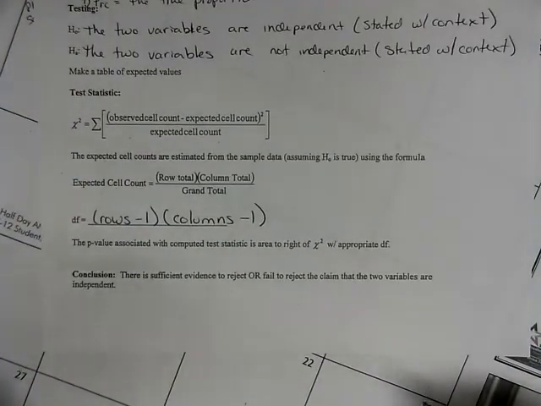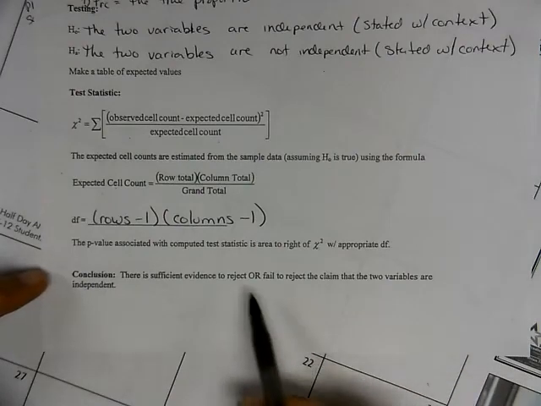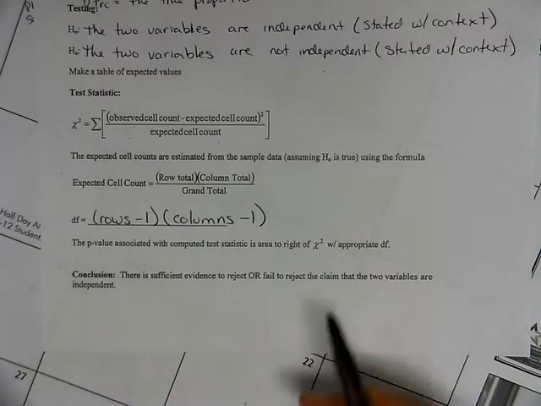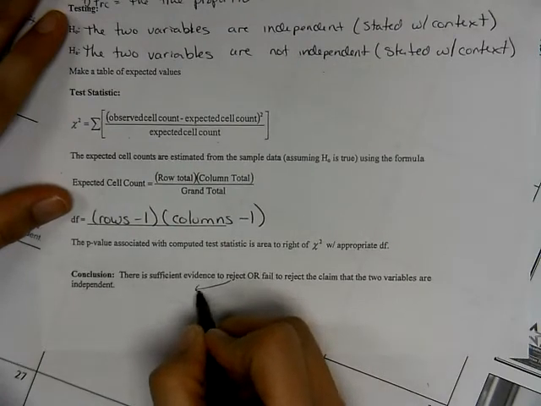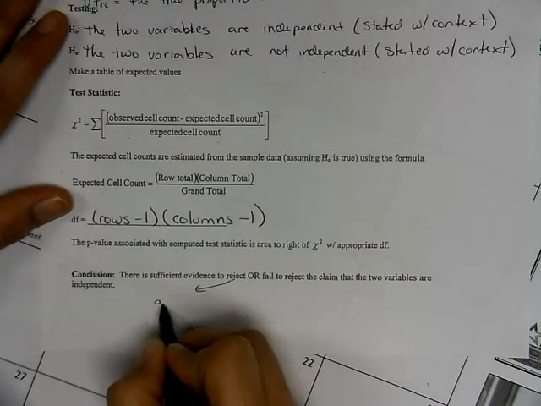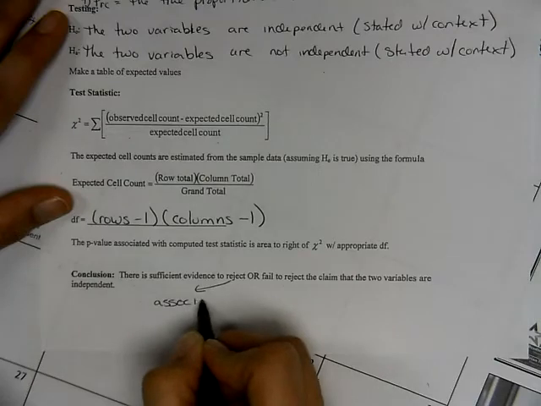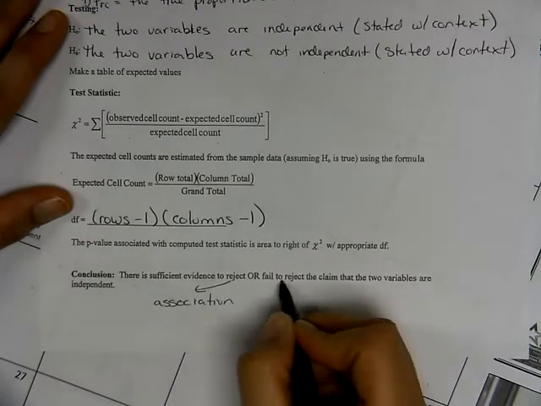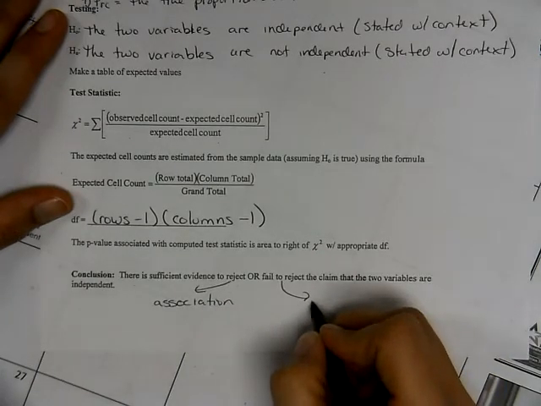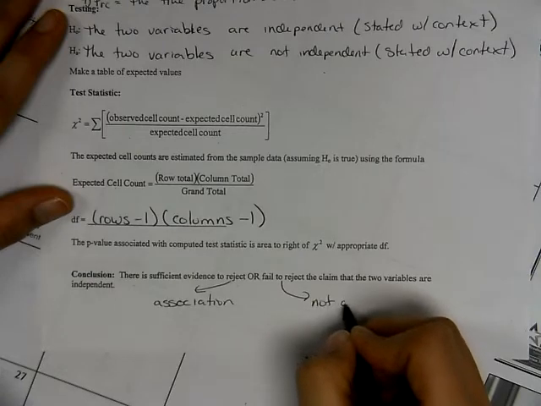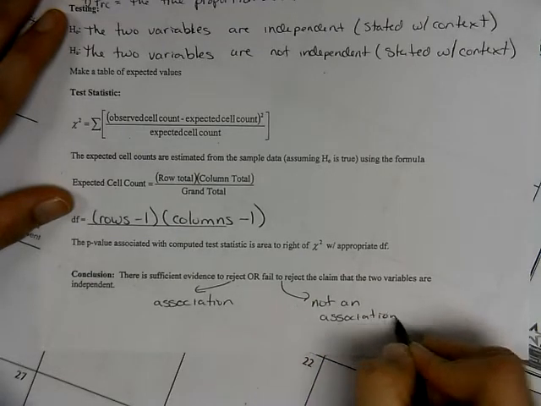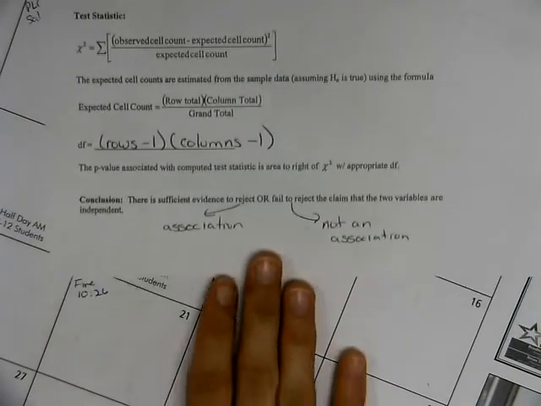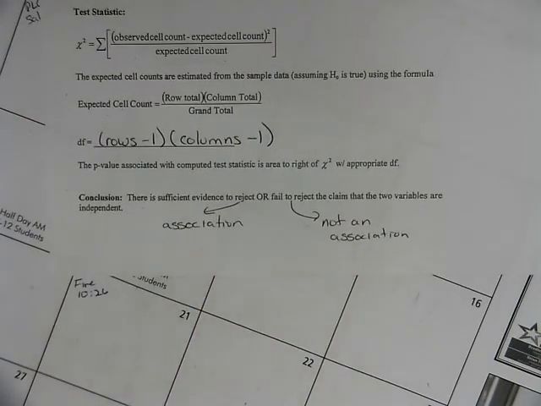So the only thing that's weird is the conclusion. We either reject or fail to reject. If we reject the null hypothesis, we can say there's an association. If we fail to reject, you would say there is not an association. Okay, so yesterday we were looking for: are things the same? Today we're looking at: are they connected?